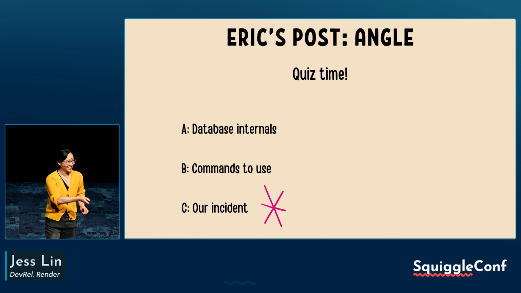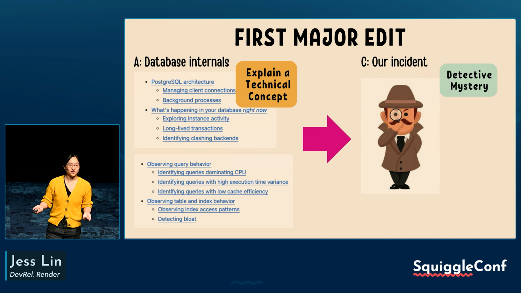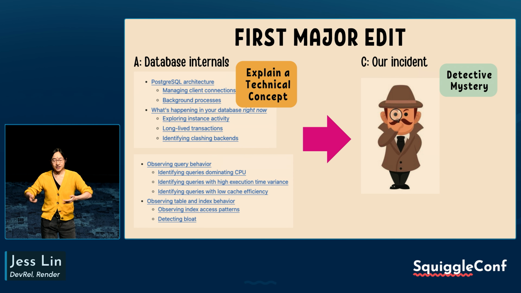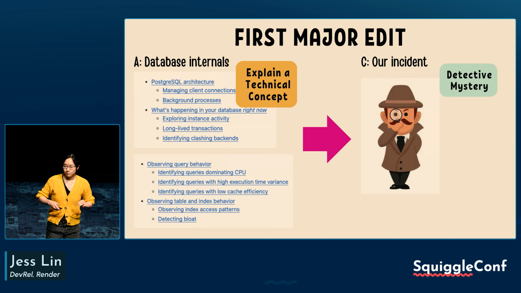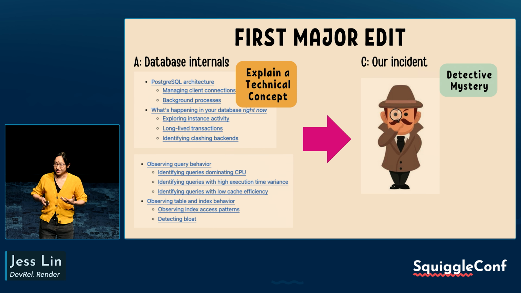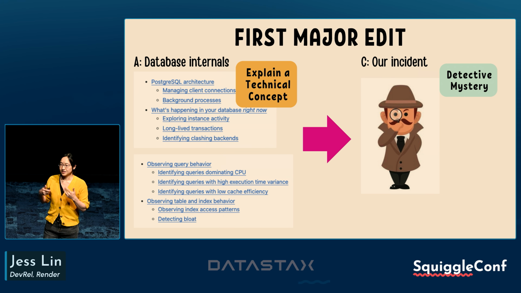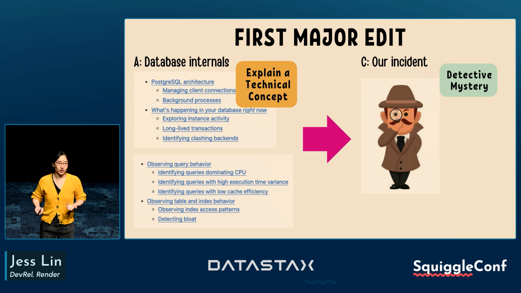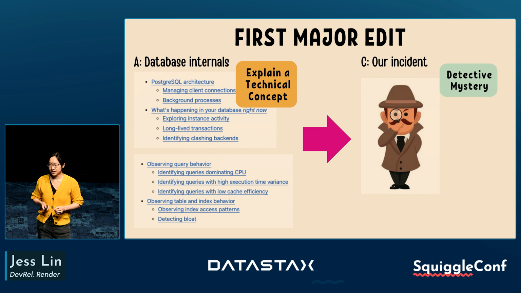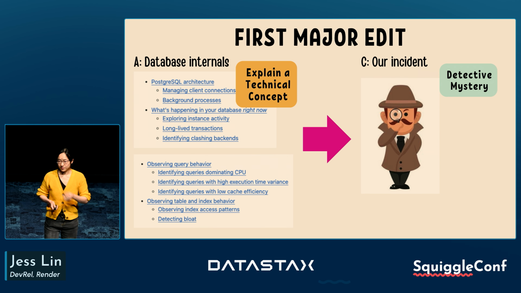All right, it was C. And in fact, this was the first major edit that I worked with Eric on. We elevated his initial draft, which was about 7,000 words written in this explain a technical concept style, and we realized through chatting, hey, there's actually a really cool story, a detective mystery, a debugging story that we could tell. And that, A, would probably be more interesting to our audience. And second, it's going to be easier for us to even write and make great. So that was our first big edit.